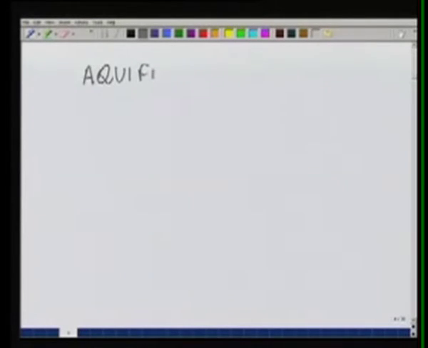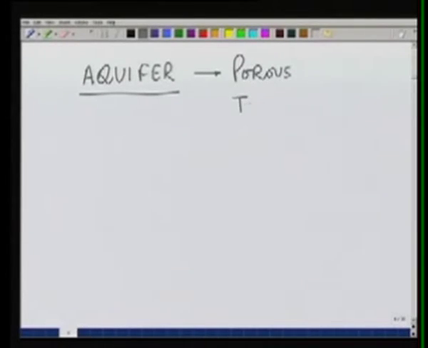And these categories are aquifer, which is the most important for us because it can store water. We would call it porous. So porous means that it has a lot of pores, and therefore it can store a lot of water, and it can also transmit. So since it is porous, it can store water, and it is also able to transmit water at a good rate.